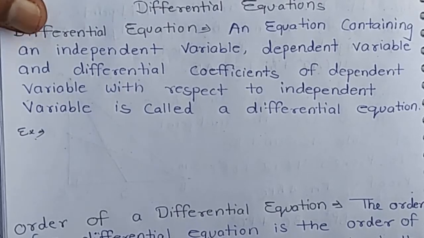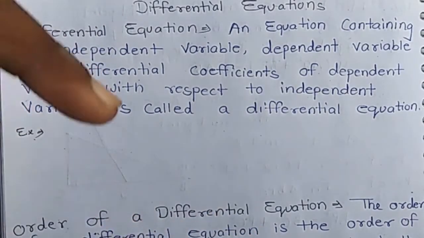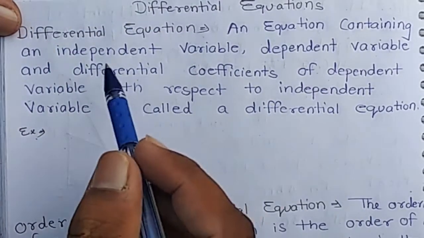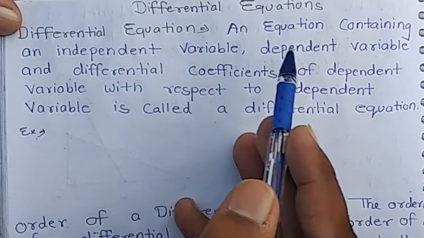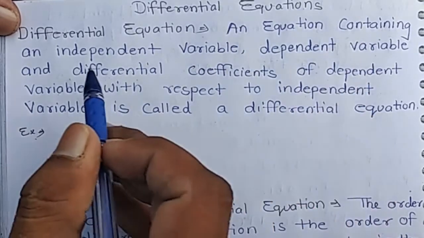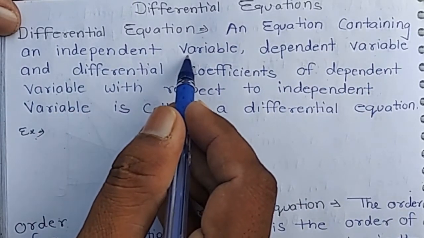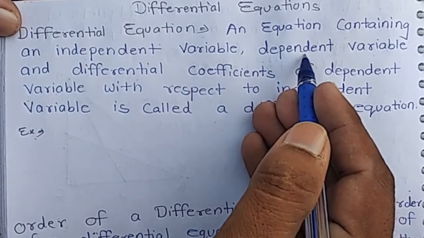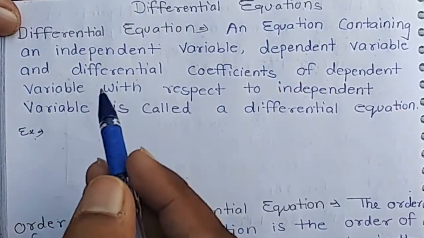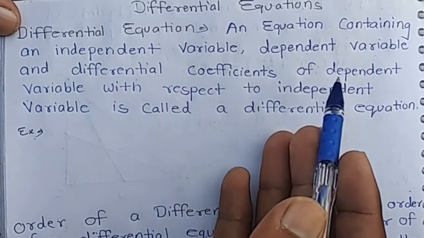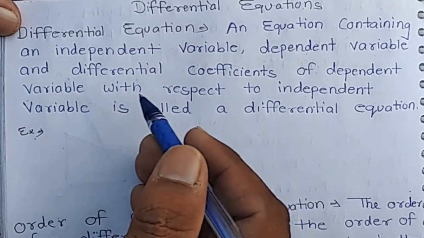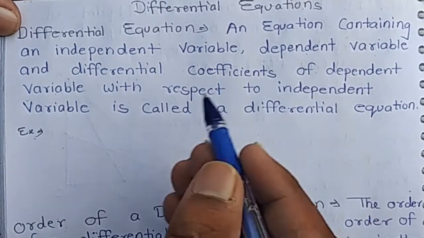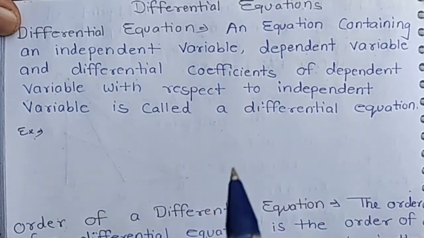Good morning, class. Today we are going to start our new chapter, differential equations. What is a differential equation? An equation containing an independent variable. Independent variable means x. Dependent variable means y. And the differential coefficient of the dependent variable with respect to the independent variable is called a differential equation.